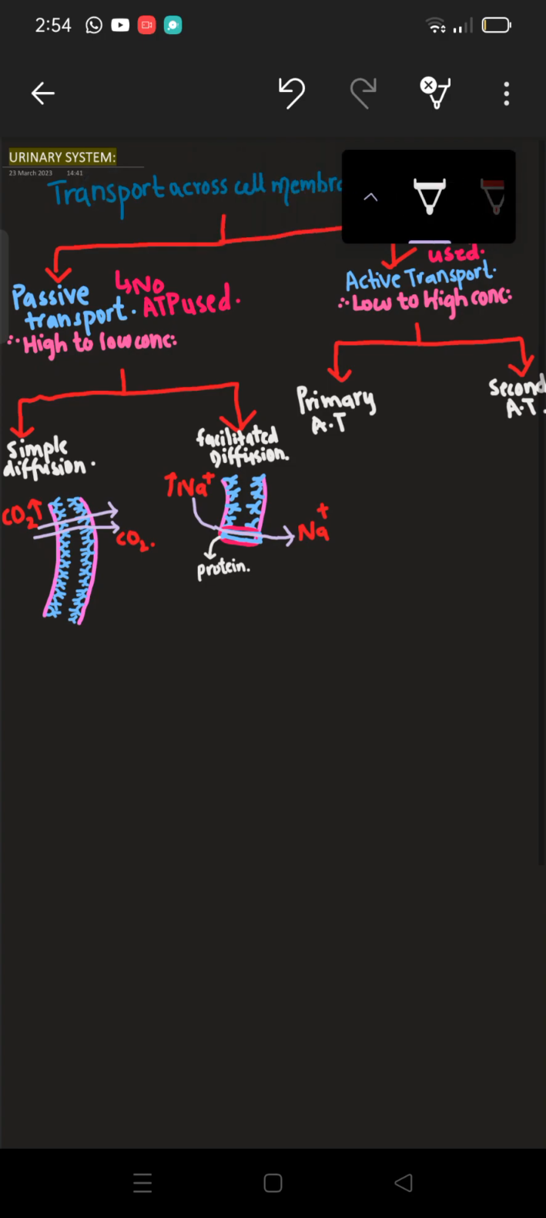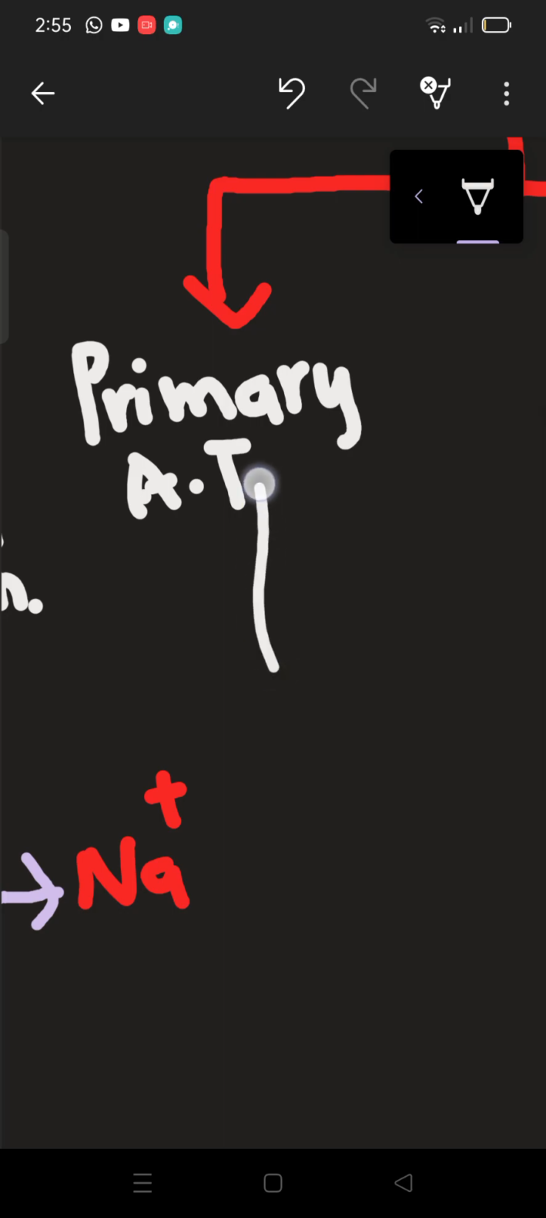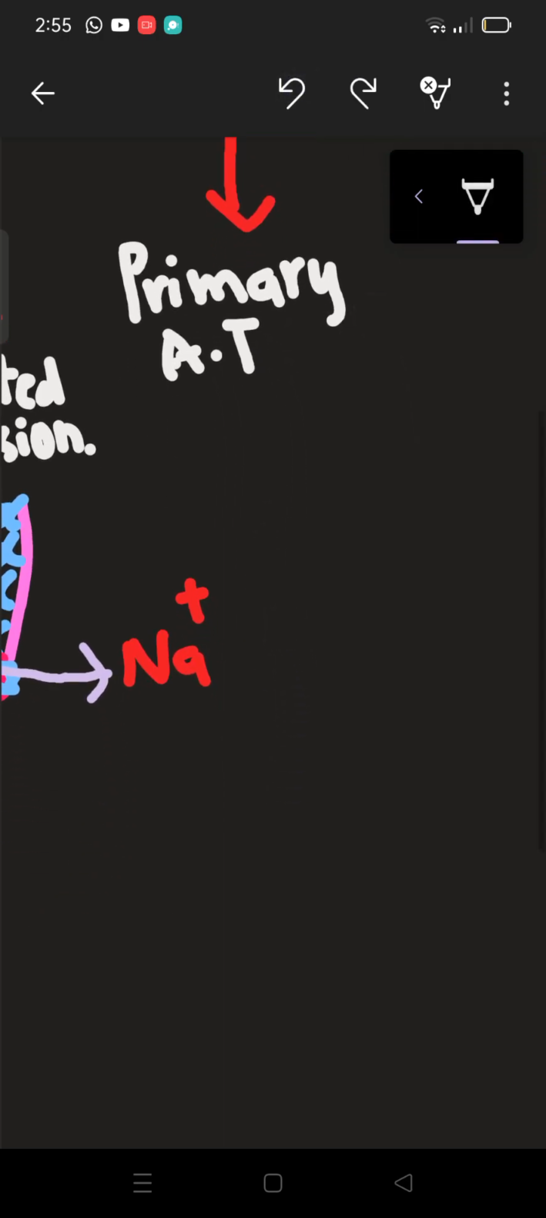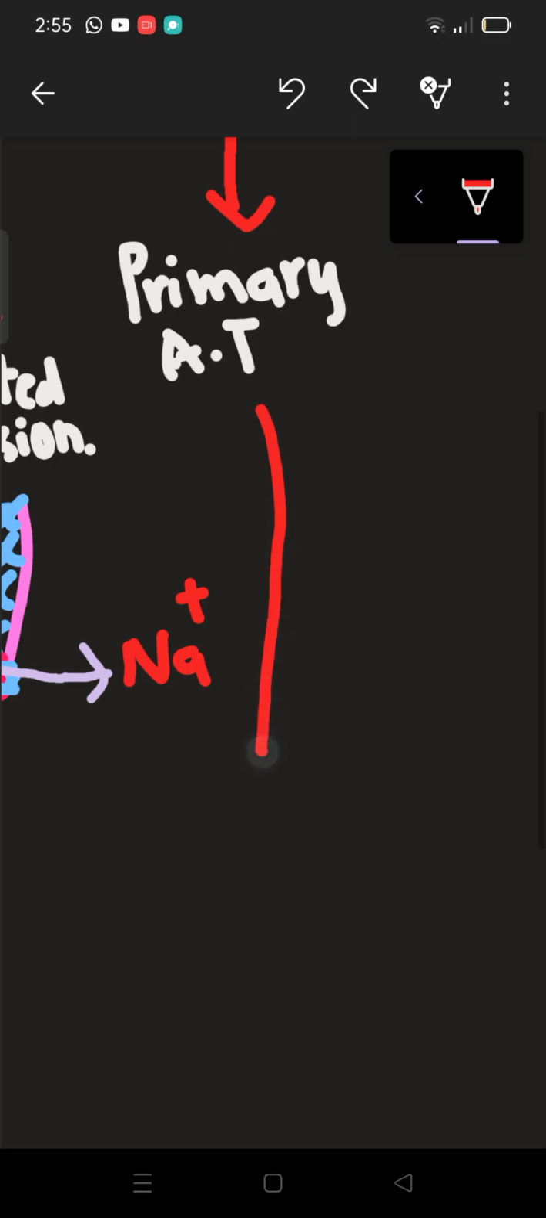Now we are going towards the primary active transport. What is primary active transport? Alright, in primary active transport, since it is a type of active transport, the things will be moving from the lower concentration to the higher concentration, and ATP will be used as well. Let me make this down here, because we don't have place here.